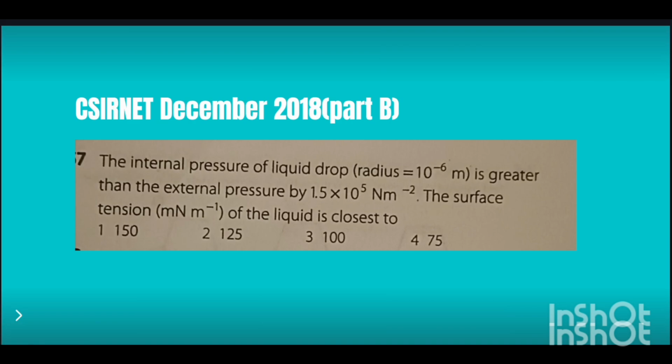See the question. The internal pressure of a liquid drop is greater than the external pressure by 1.5 into 10 to the power 5 Newton per meter square. The surface tension of the liquid is closest to. Here the radius is given as 10 to the power minus 6 meter. So they have asked surface tension and the options are given as 150, 125, 100 and 75.